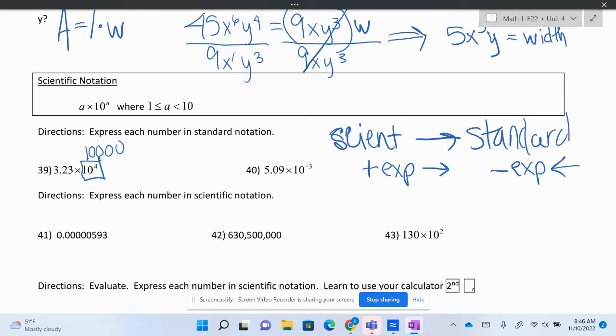Lorelai. Yeah, positive, you move to the right. So I'm taking this number and multiplying it by 10,000. So it's going to get bigger. I'm moving the decimal 4 times. 3, 2, 3, 0, 0. The decimal was here, and I moved it over 1, 2, 3, 4 places. Does that make sense? Do you need to see me moving it?